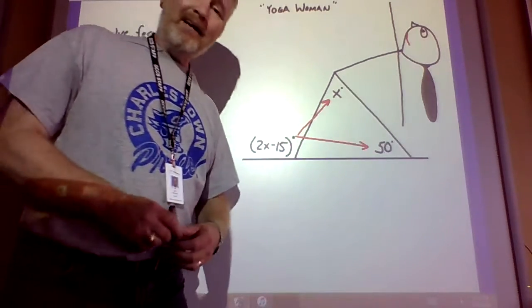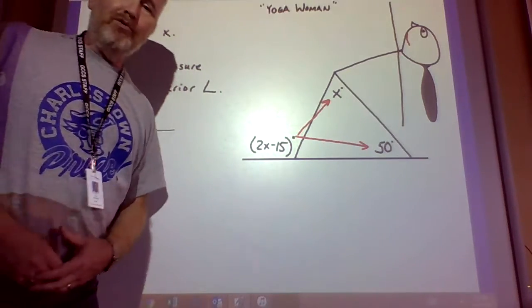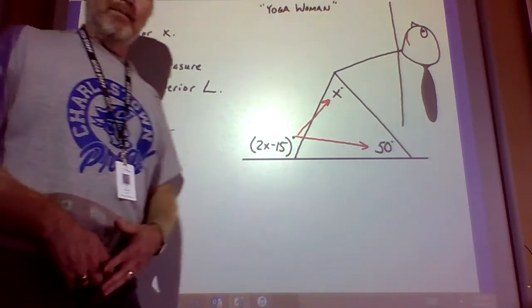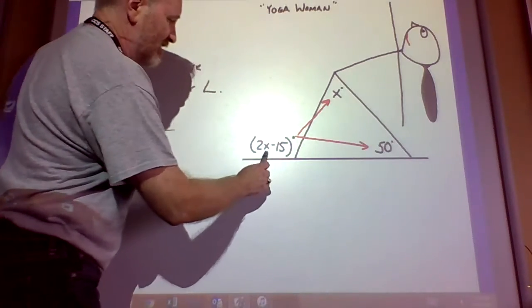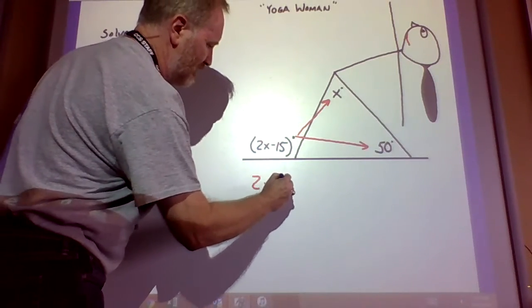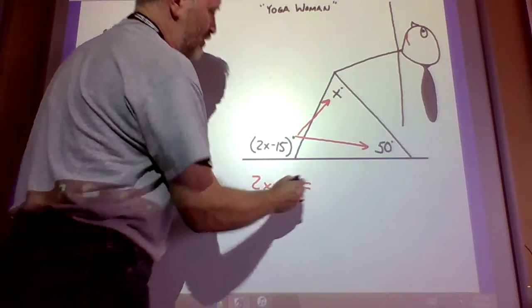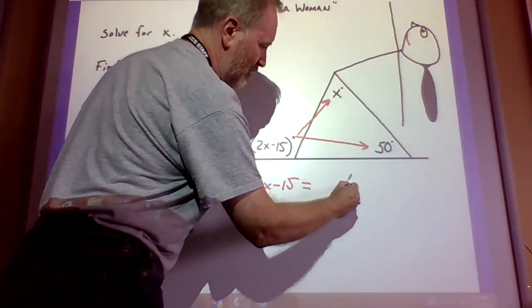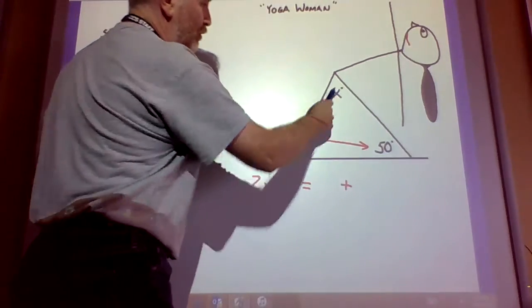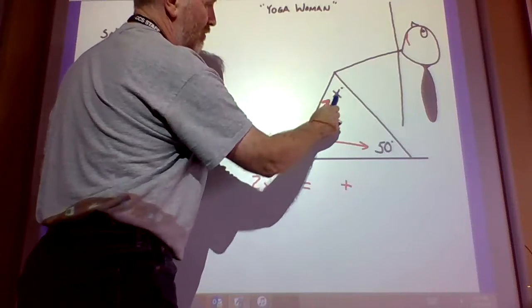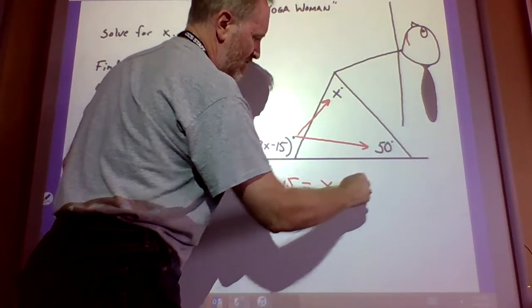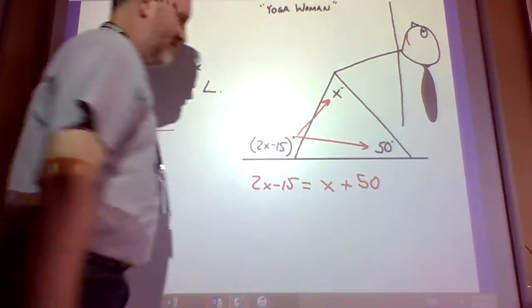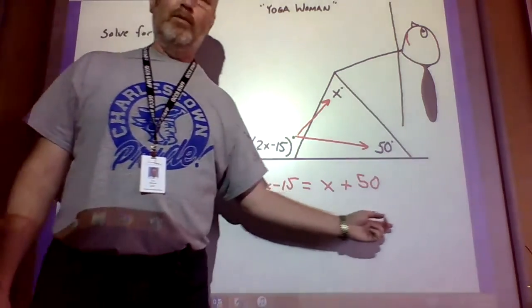And welcome back. What did you do to solve this? You should have set up some kind of equation. And the equation you should have set up was the exterior angle, 2x minus 15, is equal to the sum, as you all know means add, of the two remote interior angles. So these are the far away ones, x and 50. So x plus 50. And that sets us up with a nice Algebra 1 school bully situation.